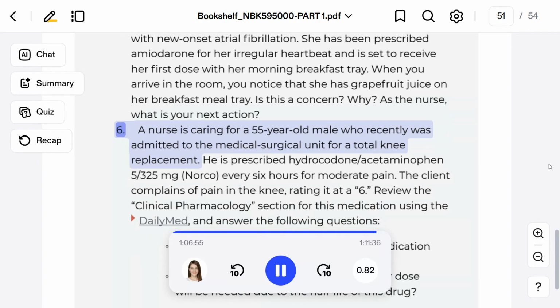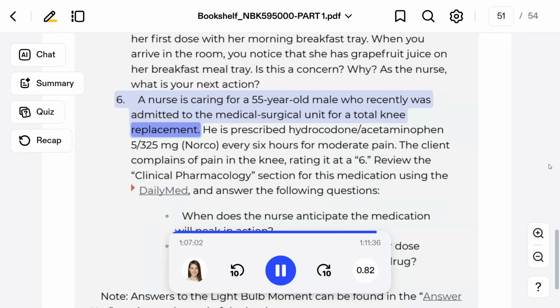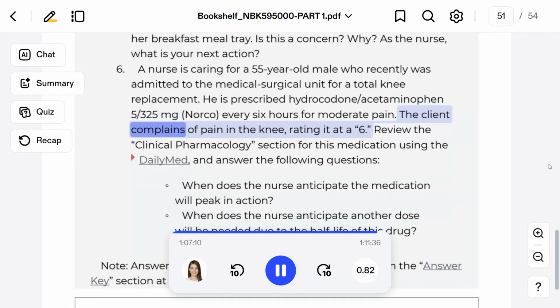6. A nurse is caring for a 55-year-old male who recently was admitted to the medical surgical unit for a total knee replacement. He is prescribed hydrocodone acetaminophen 325 milligrams every 6 hours for moderate pain. The client complains of pain in the knee, rating it at a 6.